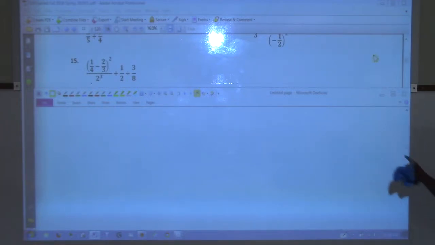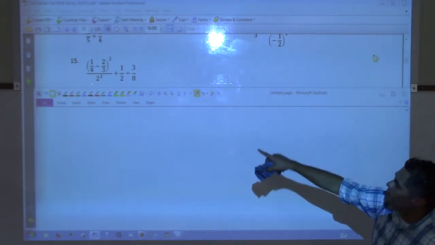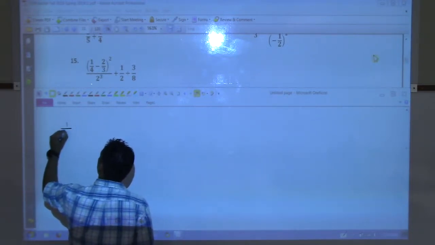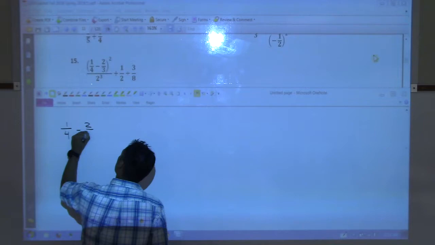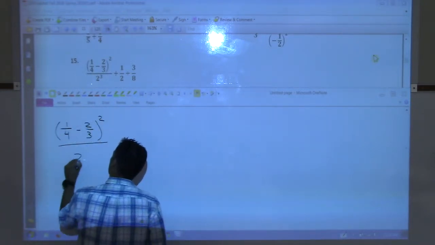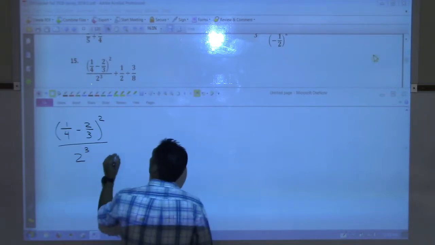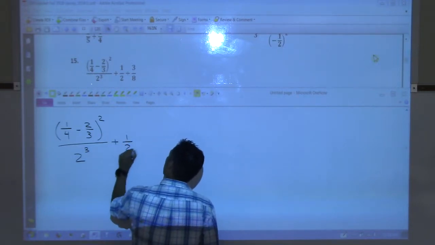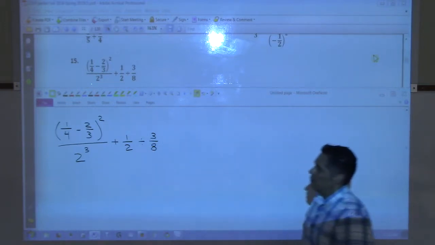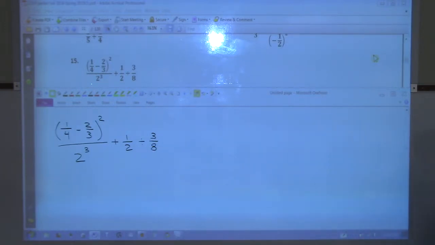Can everyone see that all right? We're looking at number 15 up there. I'll go ahead and write it down here. Yeah, this one looks pretty bad, doesn't it? It's 2/3 squared over 2 raised to the third power plus 1/2 divided by 3/8. All right, order of operations. We're always going to want to do what's in parentheses first, right? So I'm going to do the 1/4 minus 2/3 first.